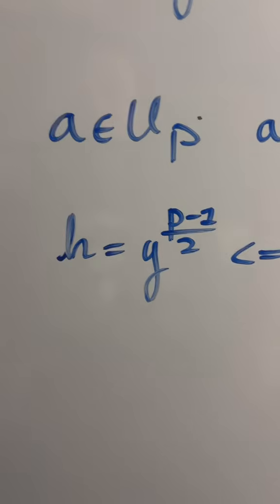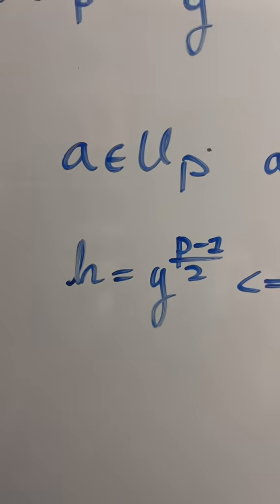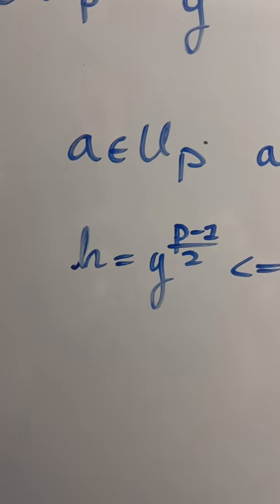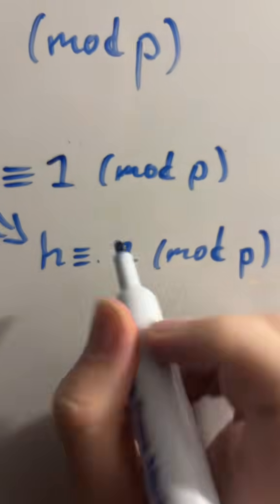But recall that g to the power p minus 1 is the first time we get 1 back. p minus 1 is the smallest power I can raise g to get 1 back. Therefore, h must be congruent to just negative 1.